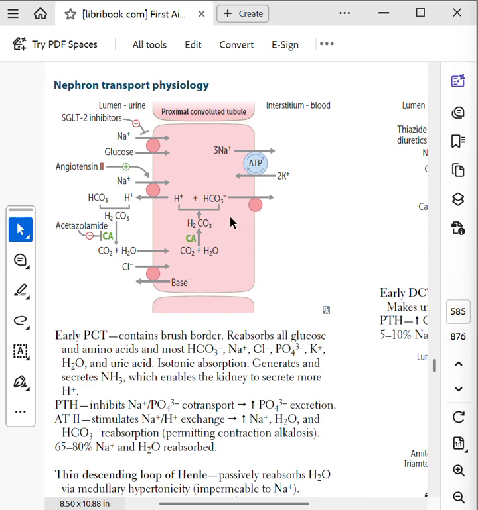It contains a brush border. Okay, you can remember that. It reabsorbs all the glucose and amino acids, and mostly it reabsorbs hydrogen carbonate. It reabsorbs sodium, chloride, phosphate, potassium, water and uric acid. Now this is basically isotonic absorption. It generates and secretes ammonia, which enables the kidney to secrete more hydrogen. That is something you can remember.